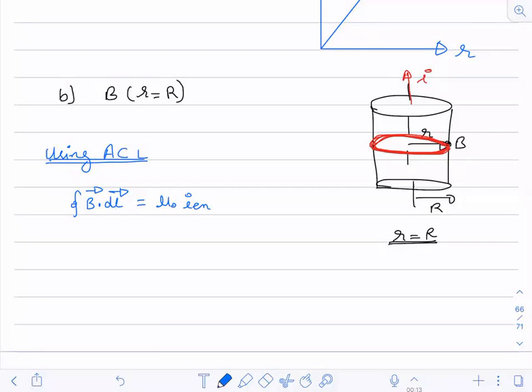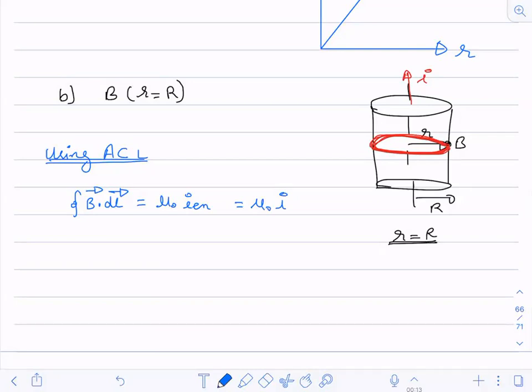Now, what is I enclosed? What is the enclosed current within this loop? Can you tell me? Is it I only, the total current flowing through it? Yes. So the current enclosed is I only, so mu naught I.